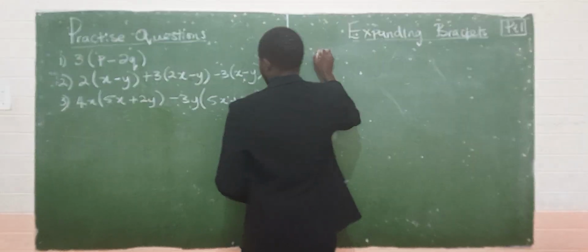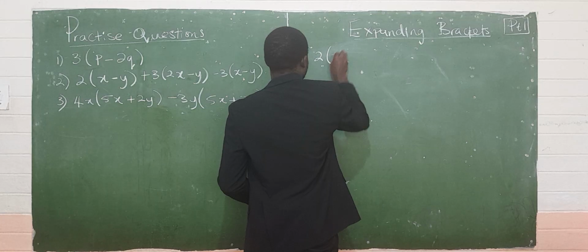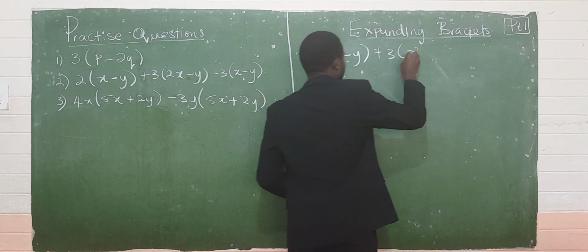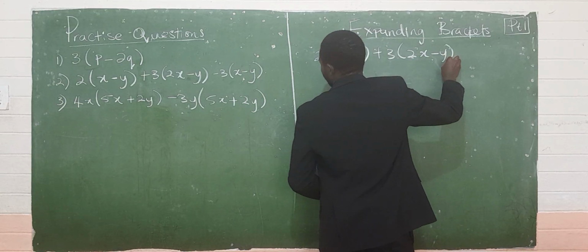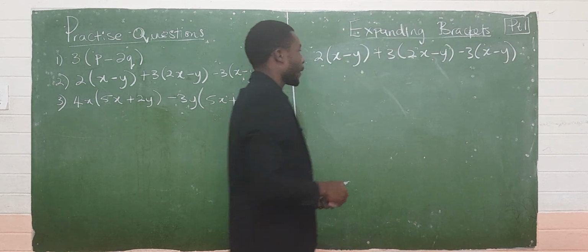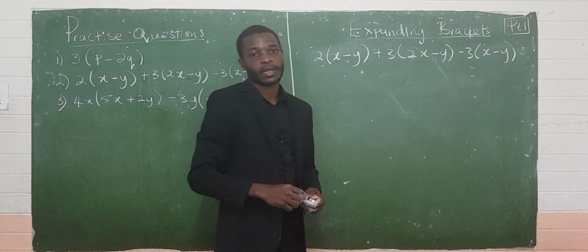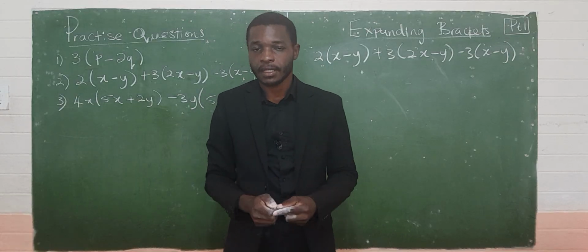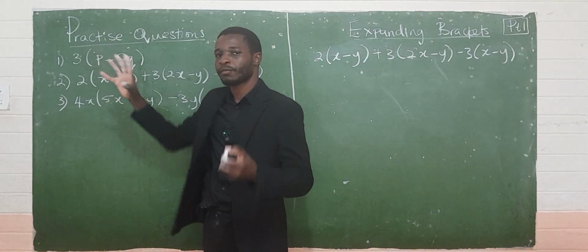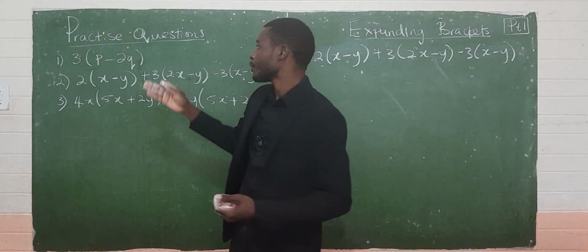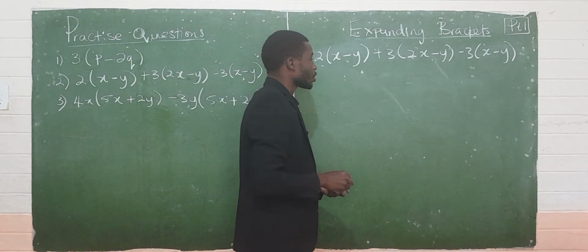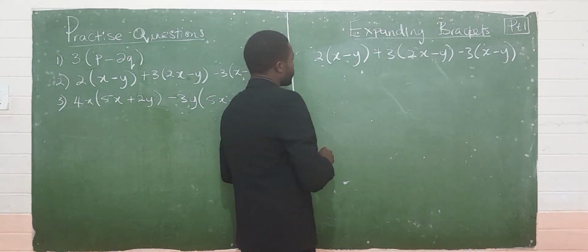Okay, the next question, question 2, we have 2 in bracket x minus y plus 3 in bracket 2x minus y minus 3 in bracket x minus y. This is our next question. Complicated it might look, but if you closely look at it, it's just multiple of these that have been put in the same sentence. So whatever we learned here should also apply even on this question. So the principle is the same.